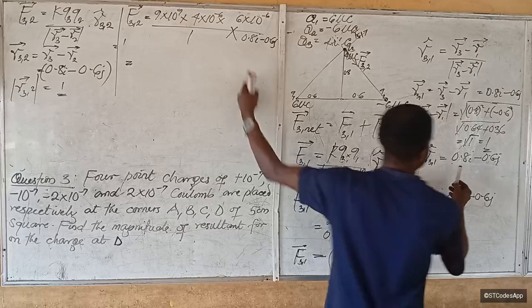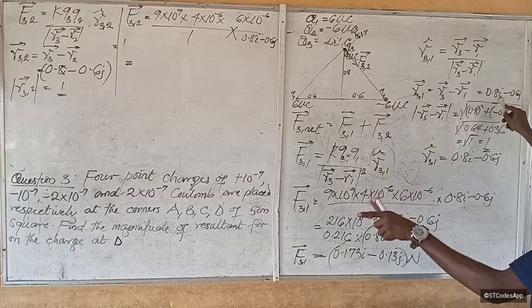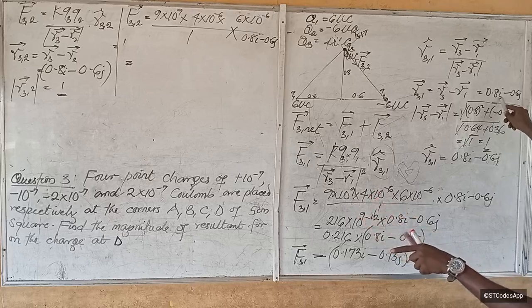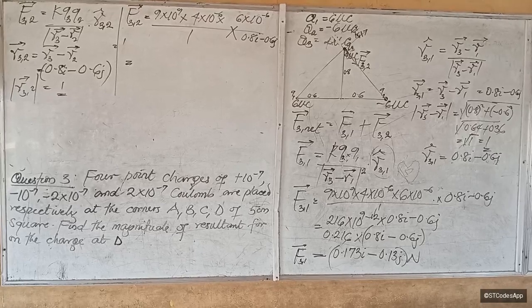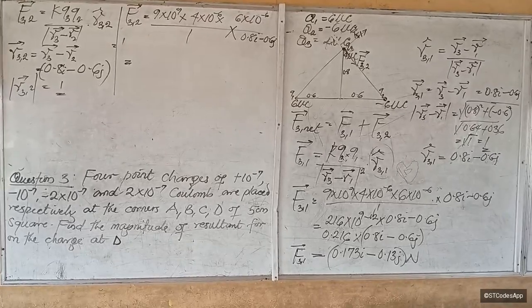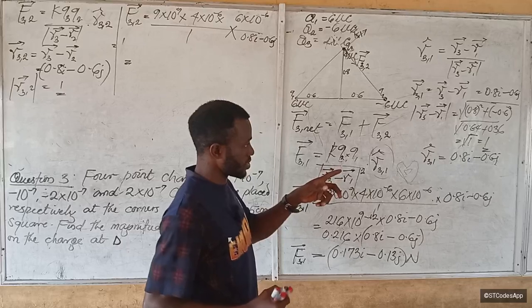How did we get this? We said 0.81 minus 0. Okay. This is supposed to be positive, yes. All right, sorry, I saw the mistake that I made here just now.